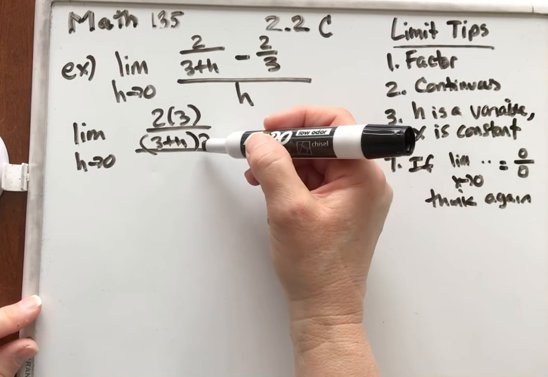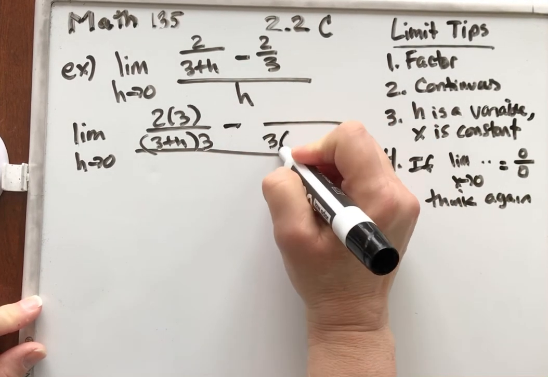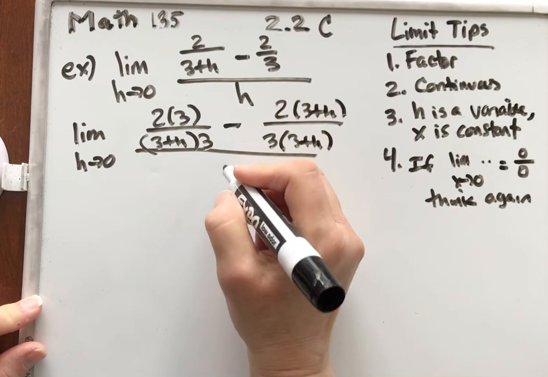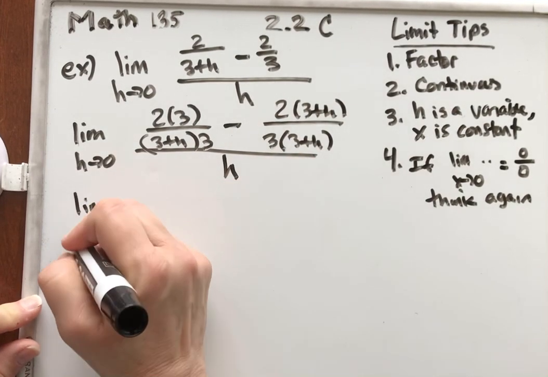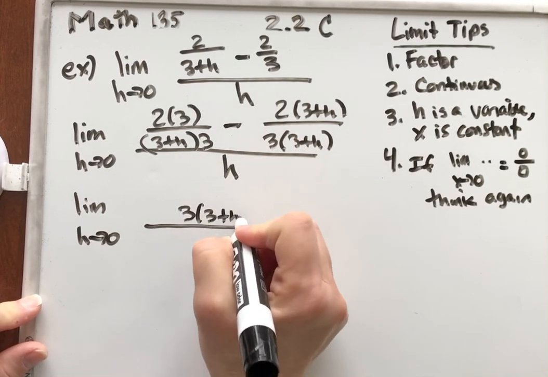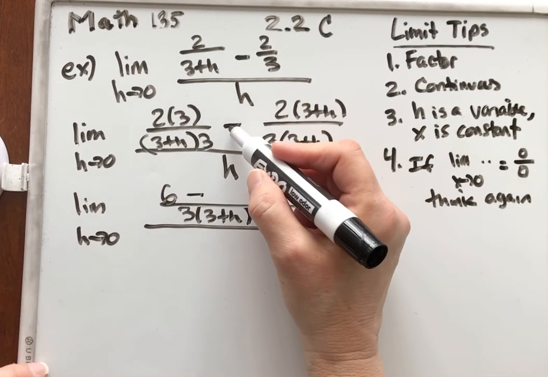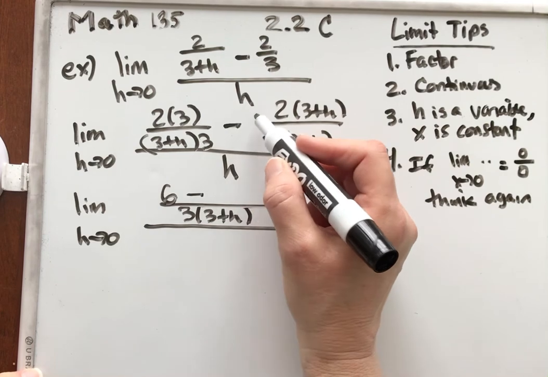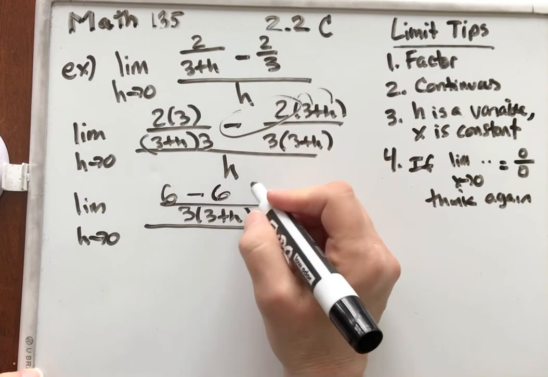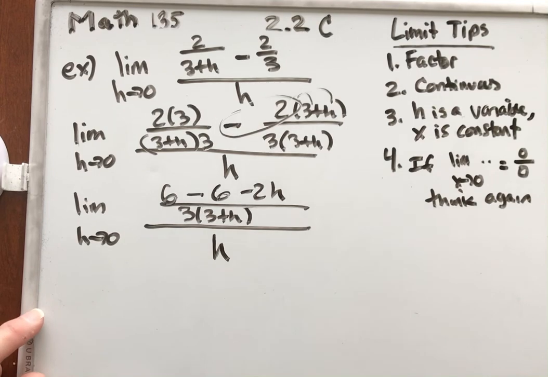So I multiplied the bottom and the top by 3. Now we're going to multiply this by 3 plus h. So we have 2 times 3 plus h all over h. All right, same denominator, 3 times 3 plus h. And here we have a 6 minus, I'm going to distribute this negative with this 2. Okay, so we distribute this -2 to both of these. -6 and minus 2h all over h. All right, our 6's go away.